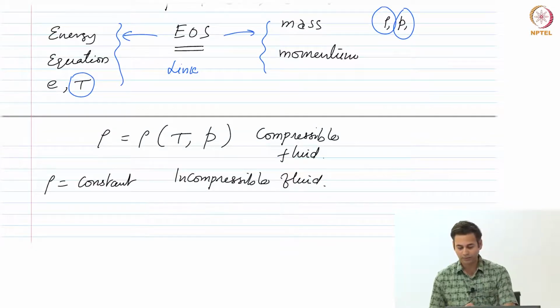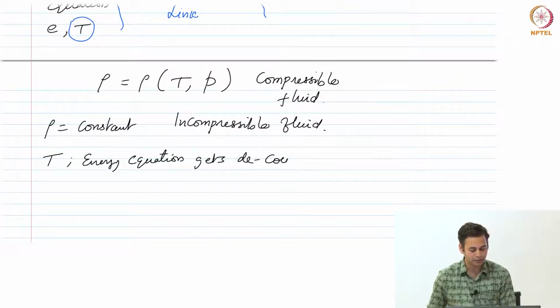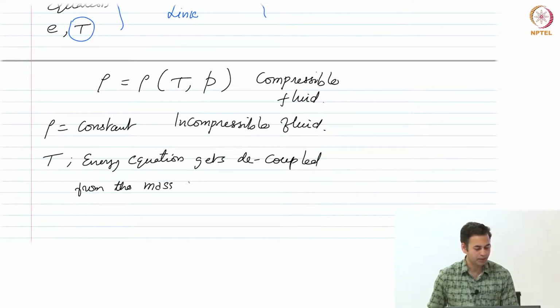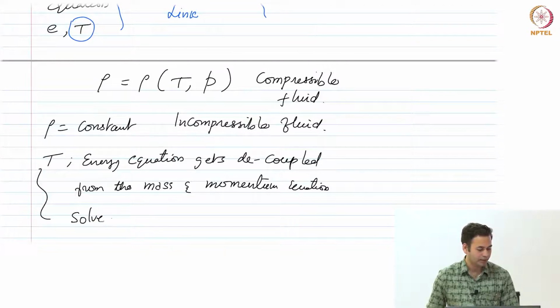So, that means for an incompressible fluid, the temperature or the energy equation gets decoupled from the mass and momentum equations, okay. So, what is a consequence of that? The consequence of that is the energy equation can be solved as a separate passive scalar transport equation, okay. So, this can be solved separately because it is no more coupled to the mass and momentum, okay.